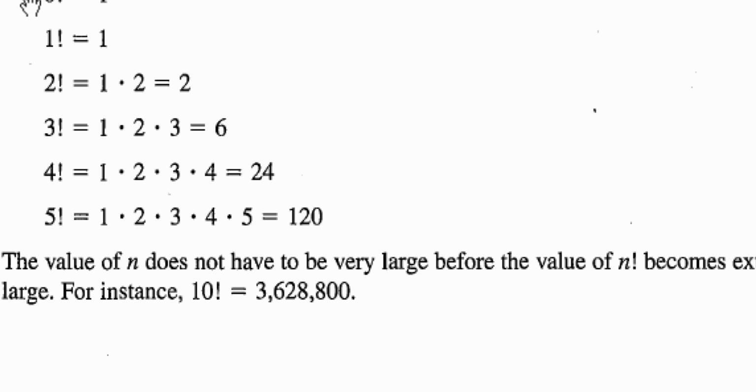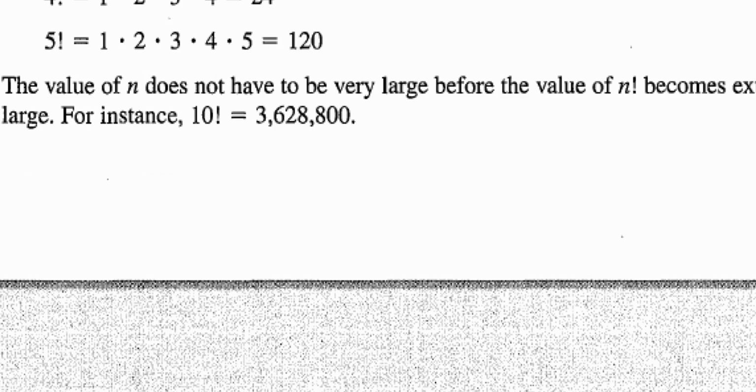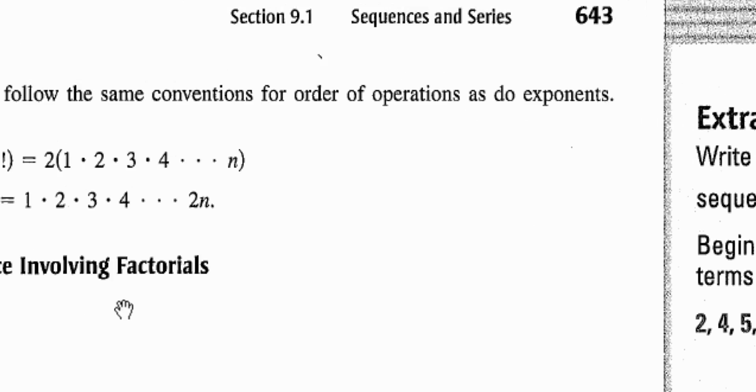So these things get very large very quickly. So the value of n does not have to be very large before n factorial becomes extremely large. For instance, 10 factorial is 3,628,800. So yes, factorials grow very, very fast.